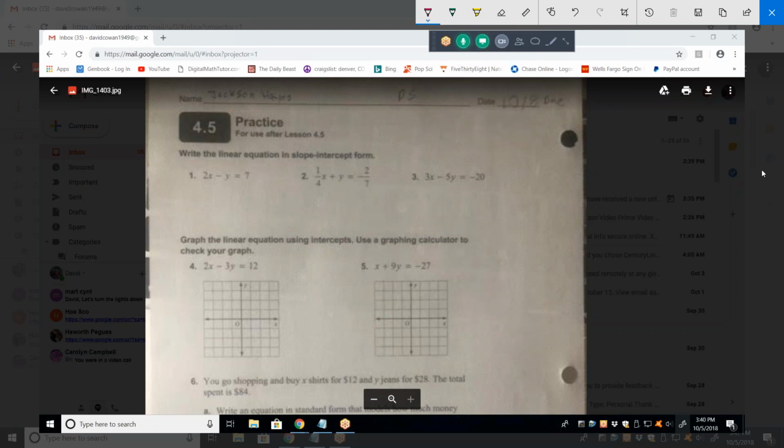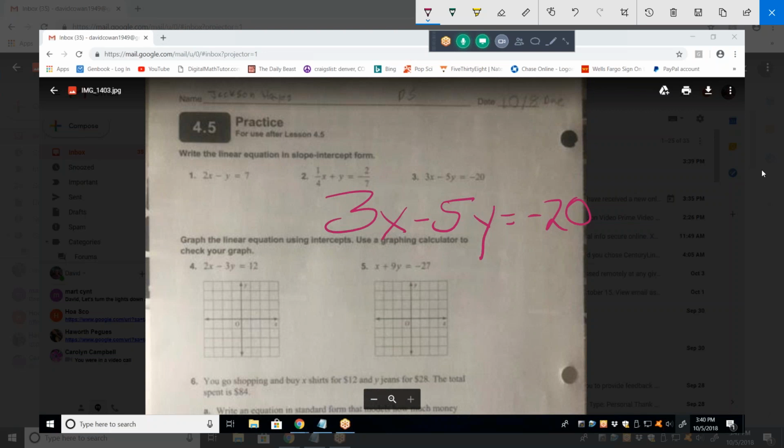All right, let's take this third one. I'm going to write it a little bigger so we can see it. 3x minus 5y equals minus 20. Solve that for y. That's always what you want to do when you're trying to put it in slope-intercept form.